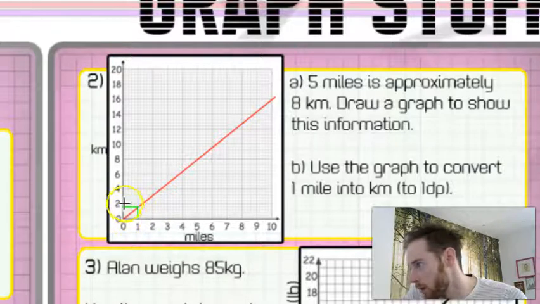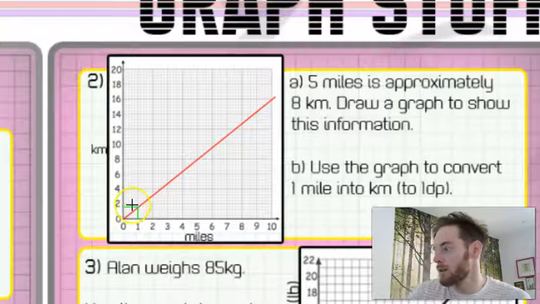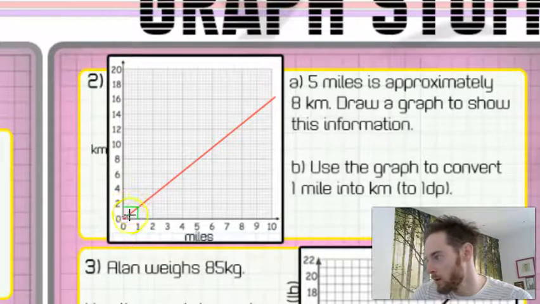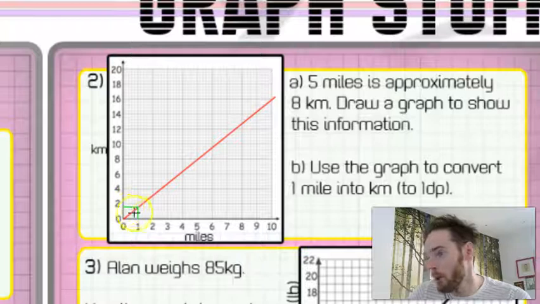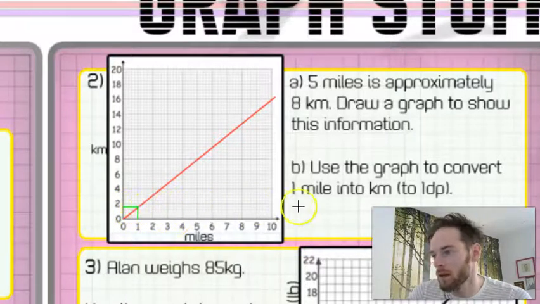Okay, so one of these whole squares is 2. One of these big squares is worth 2 units. So that's going to be halfway is 1. So I think we're 1.6 roughly. All right, 1.6, and I know that conversion anyway. I know there's 1.6 kilometers in a mile.